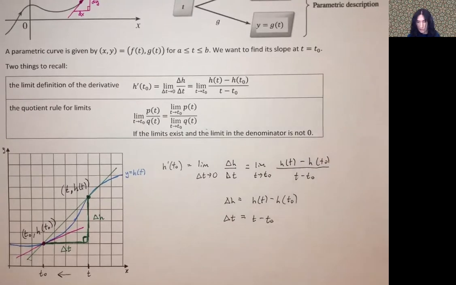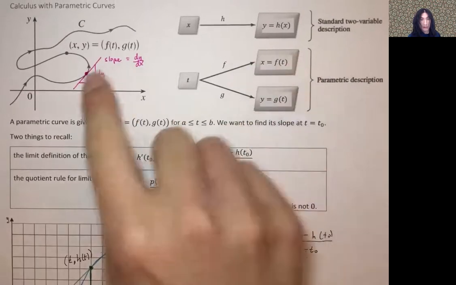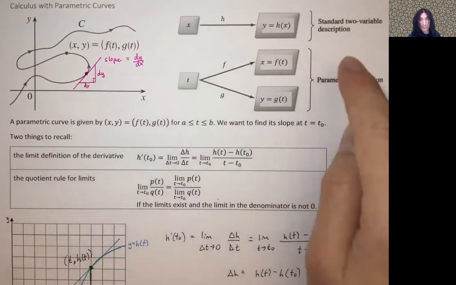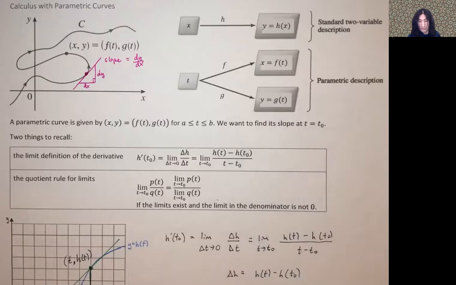Okay, now let's think about doing the same description, but for a parametric curve where the change in x and change in y will be described in independent functions of t.